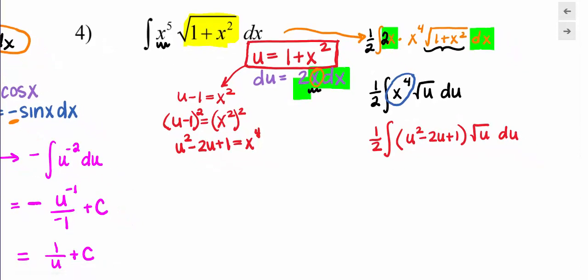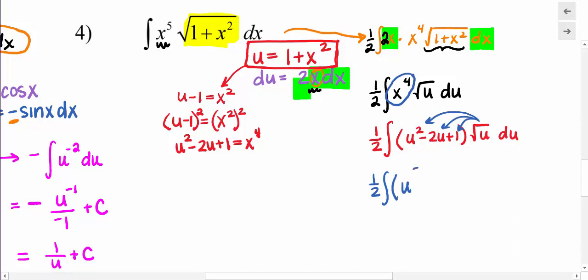And now I can multiply one more time, like I can distribute that square root of u, and then I'll be able to integrate. So I have 1/2 on the outside. And then if I distribute, I'm multiplying in u to the 1/2. So that'll be u to the 5/2, right? Because you add your exponents when you multiply with same base, minus 2u to the 3/2 plus u to the 1/2, and I'm integrating with respect to u.